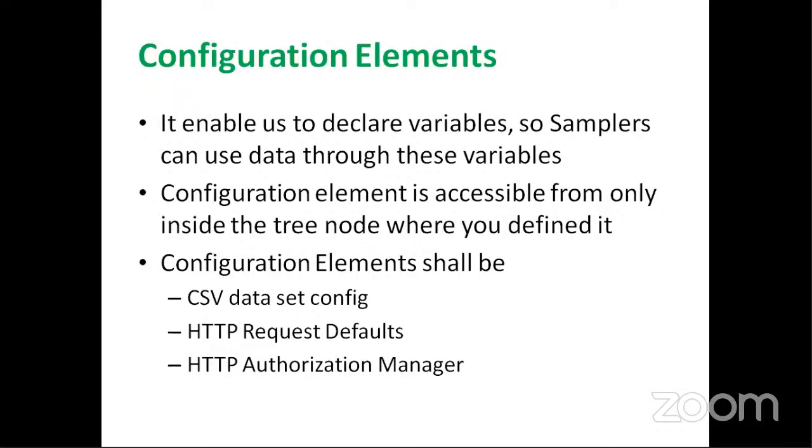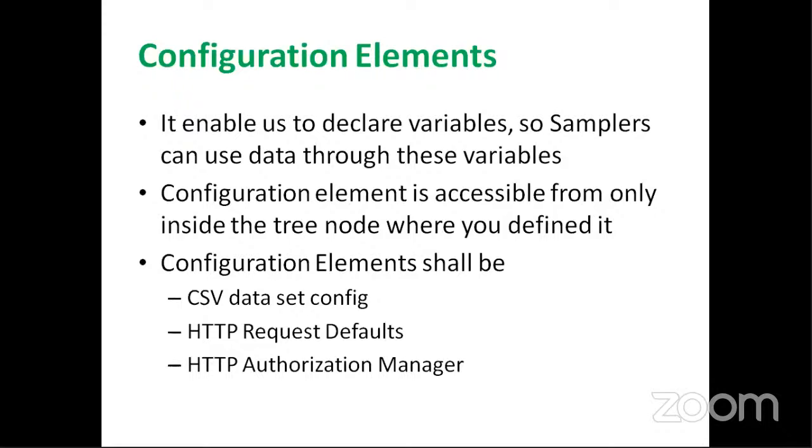Say for example, CSV dataset config. CSV dataset config is nothing but you can give values in the Excel through CSV dataset config, and you can call that Excel for your sampler as an input request. For that, the sampler will take the input from the CSV dataset config and hit the target server using the CSV dataset config. And HTTP request defaults, HTTP authorization manager.